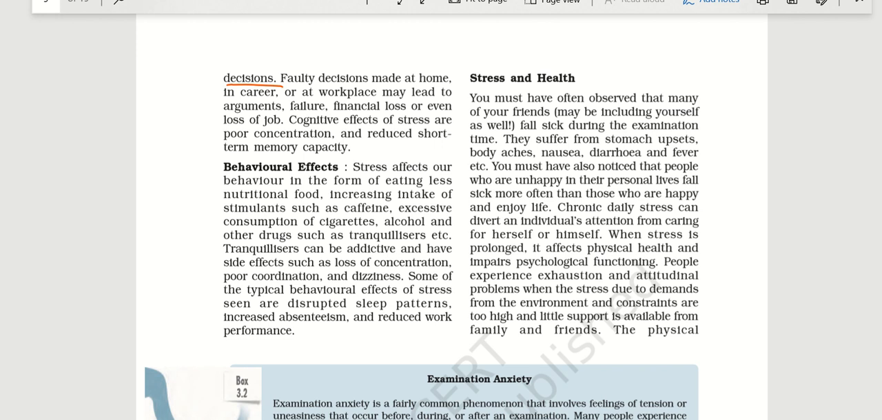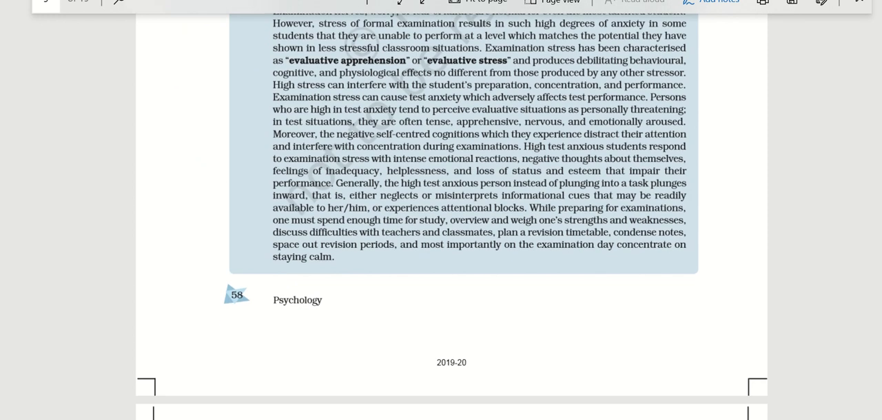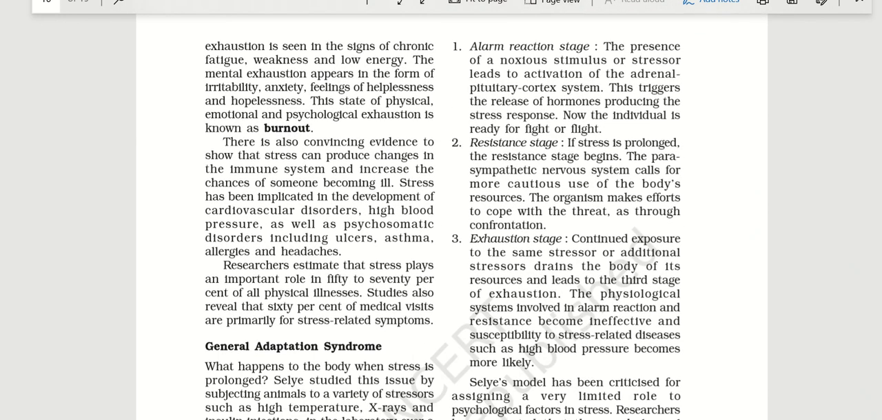Then we have the behavioral effect. Stress affects our behavior in the form of eating less nutritional food, and increasing intake of stimulants such as caffeine, and excessive consumption of cigarettes, alcohol, and other drugs. So this can be a behavioral thing also under stress. Now we will read about what burnout is. The state of physical, emotional, and psychological exhaustion is burnout. So, burnout is important. Keep a note of it.